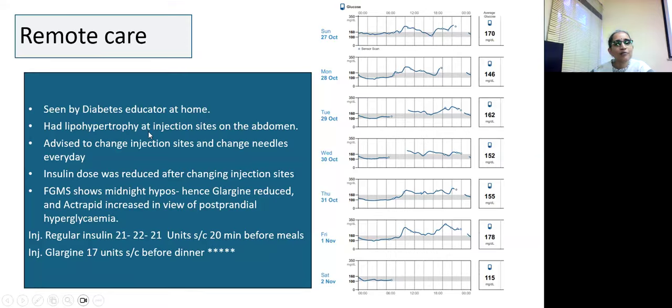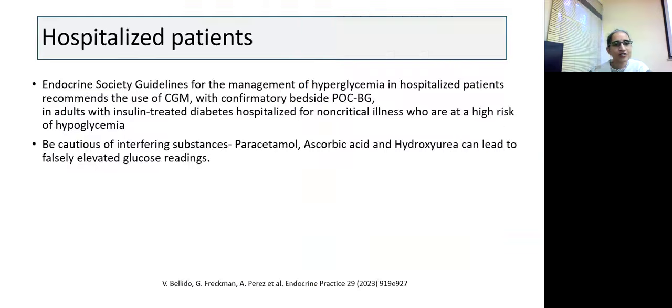When she went, she also found lipohypertrophy at the injection sites. We advised him to change his injection sites and change the needles every day. After this, we found that he had significant hypos. So we had to come down on the insulin dose by nearly 30 to 40 units. And now he is well controlled. Once in 1 or 2 months, he wears the flash glucose monitor for 2 weeks, and the family is able to help him adjust the insulin levels and avoid hypoglycemias. So in that way, it is useful for remote care as well. This is a patient whom we have been managing for the last 1 year on remote care.